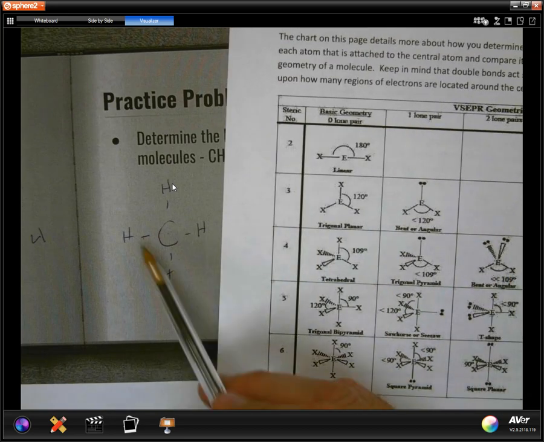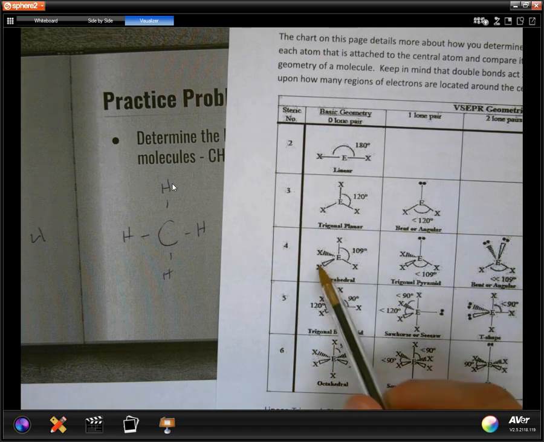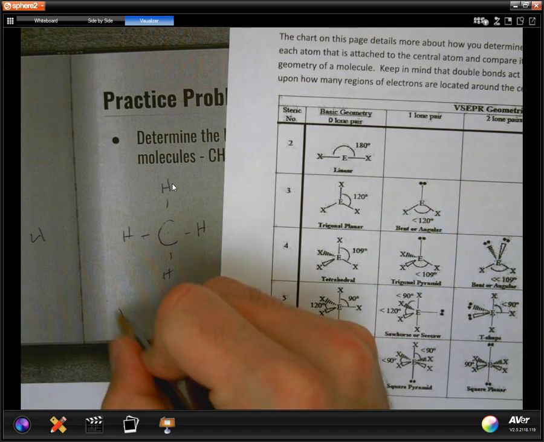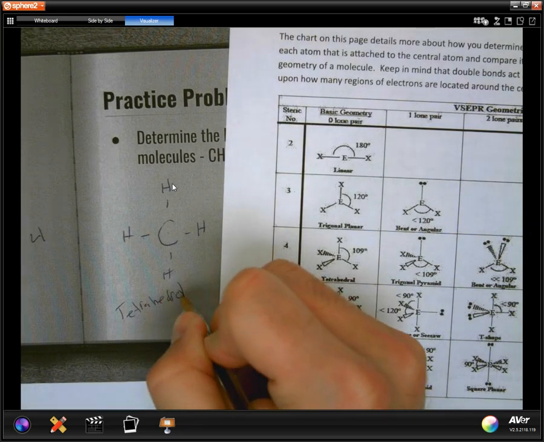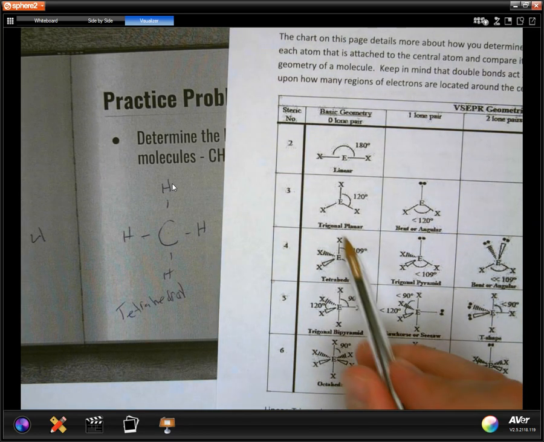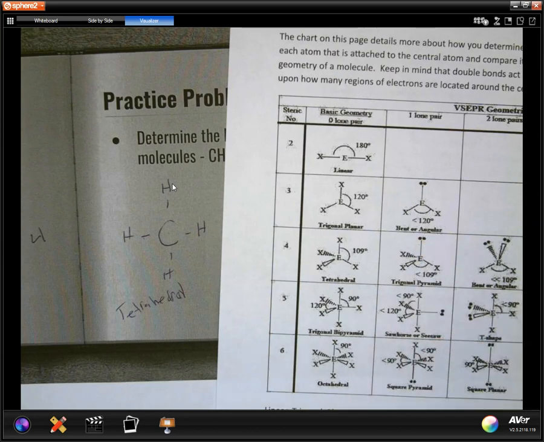In this case, I have 1, 2, 3, 4 elements bonded. So we're going to call that a tetrahedral. So again, a quick recap. The X's stand for elements. The dots stand for lone pairs. You just simply match up what you got to here to come up with the name.